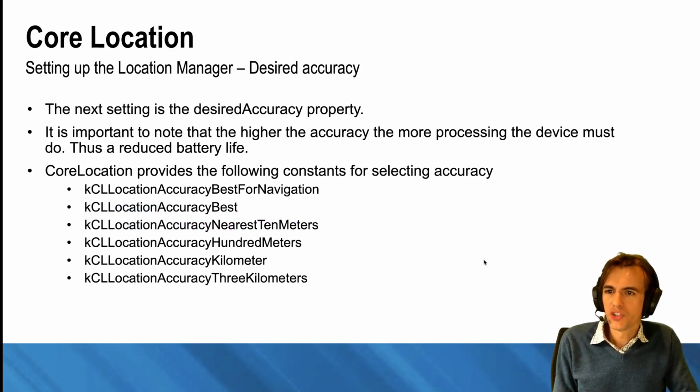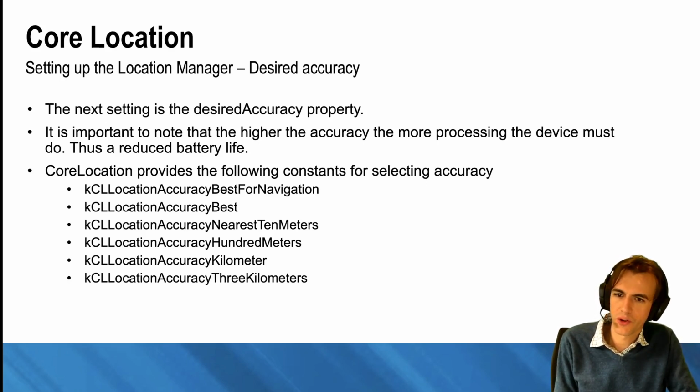We can also suggest a desired accuracy, and this depends on the type of app you're doing as to what kind of accuracy you care about. And obviously the higher the accuracy, again, the higher the battery drain. So some examples for these constants are accuracy best for navigation, accuracy best, accuracy nearest 10 meters, 100 meters, kilometer, 3 kilometers. So you can imagine different types of apps and what they care about.